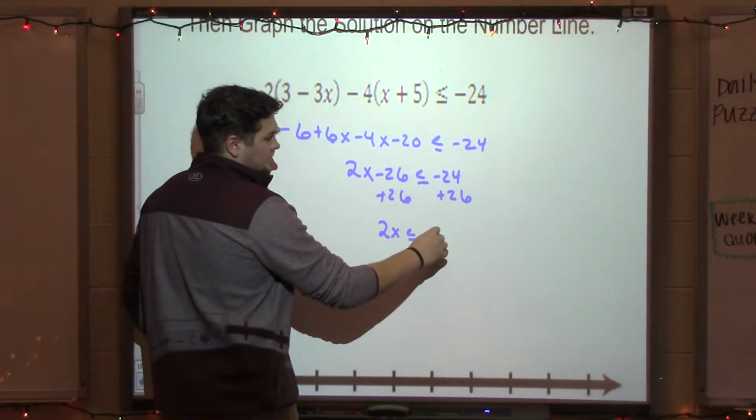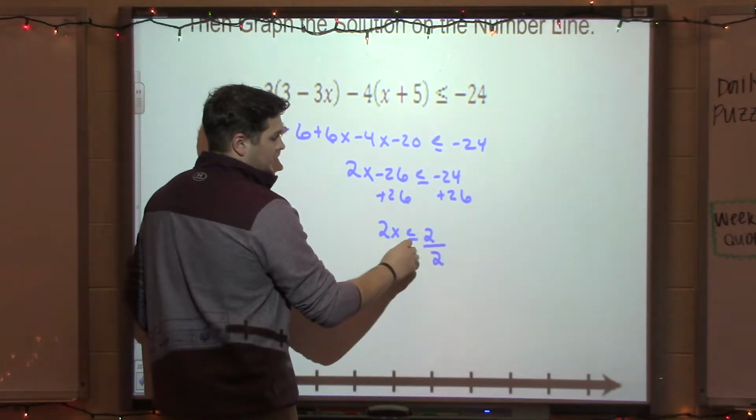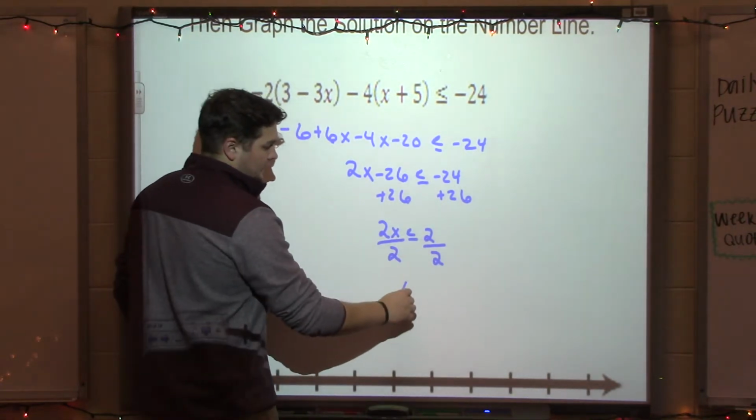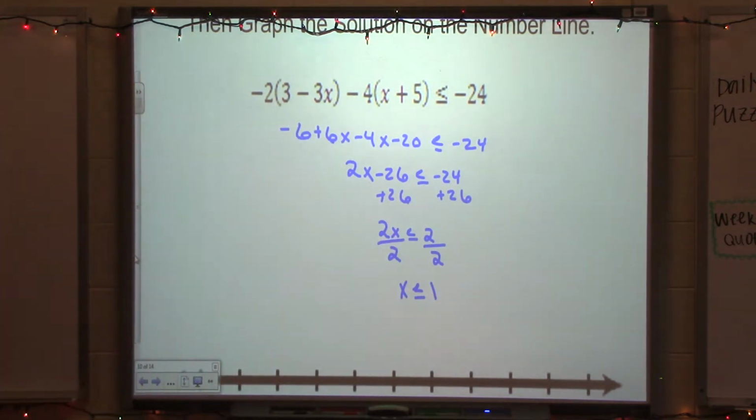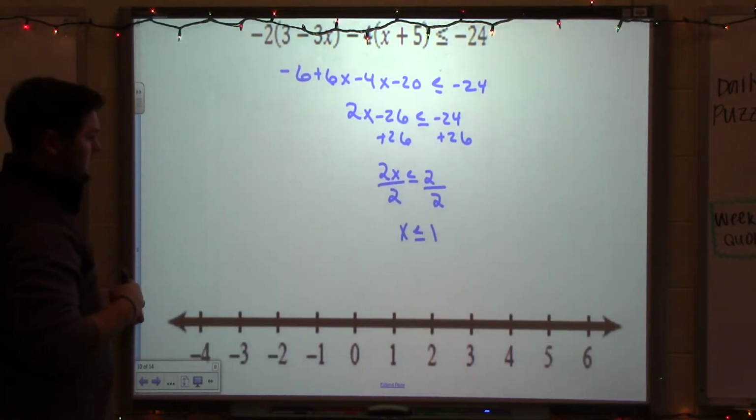2x is less than or equal to 2. And then divide by 2 to get x by itself. X is less than or equal to 1. Alright? So that's what we've been solving. That's how we solved it yesterday. But we want to write it in interval notation.